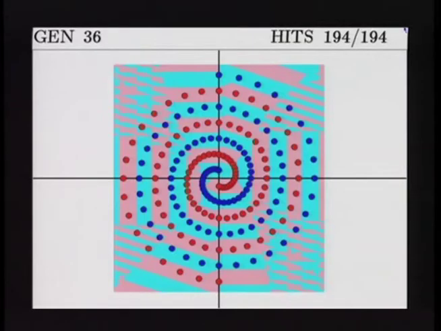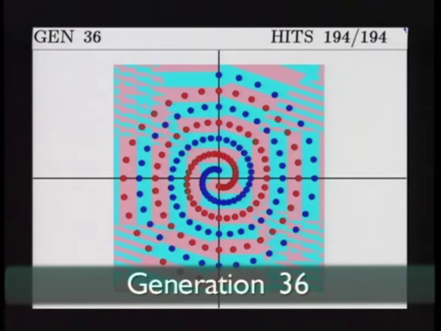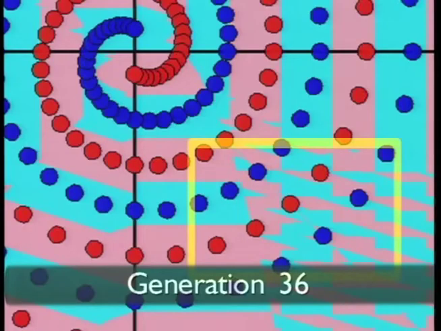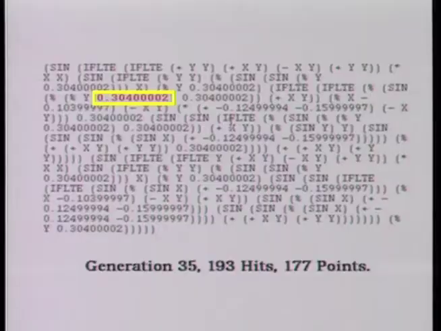0.304. In generation 36, all 194 points are correctly classified, and the boundary of the red zigzag has moved so as to correctly classify the final point. The crossover operation has inserted the expression x plus y to create this 100% fit 179-point program in generation 36.